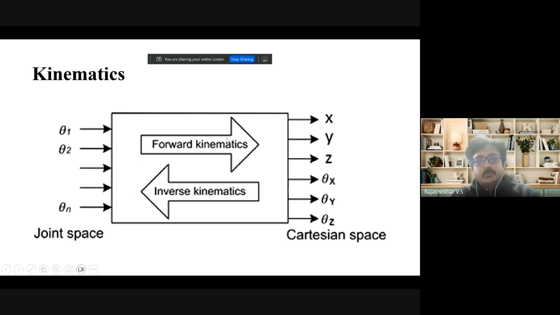So a 6-axis robotic arm means that it can move in the x direction, y direction, and z direction, and it can rotate about the x, y, and z directions. If the theta is known and the x, y, z, theta x, theta y, and theta z are calculated, then it is called forward kinematics. Otherwise, if x, y, z, theta x, theta y, theta z are known and we calculate the inverse kinematics, we get the theta 1 to theta n in joint space.